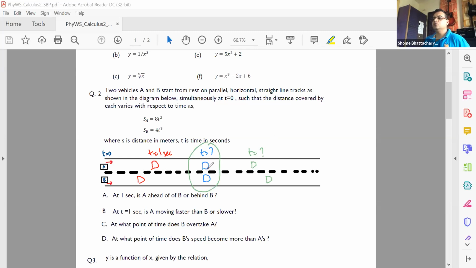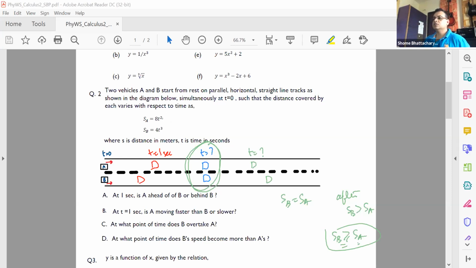So at the moment when the overtake is happening, B's displacement should just become equal to A's, because after the overtake, B's displacement becomes greater than A's. So the condition for the overtake is that B's displacement should become greater than or equal to A's. And exactly at the moment when they are equal, that is when the overtake is happening, and that is the middle diagram over here. This point is clear? Okay, so what do we have to do for that?